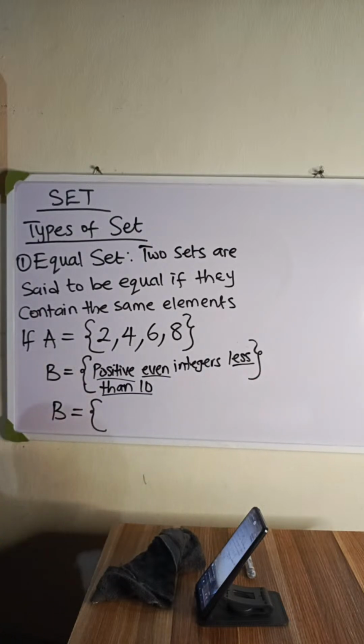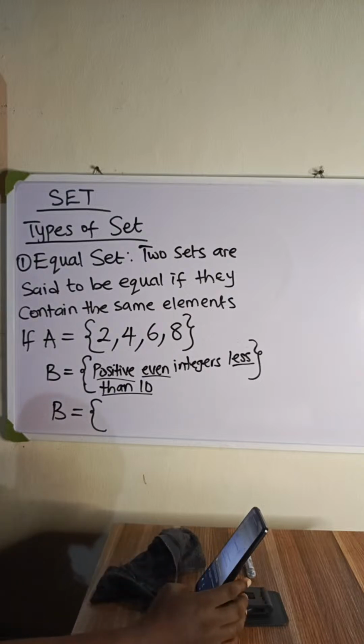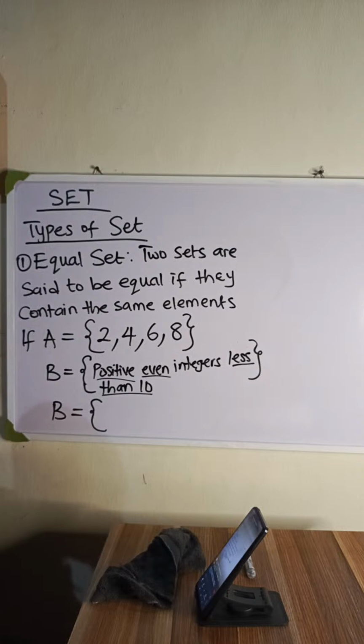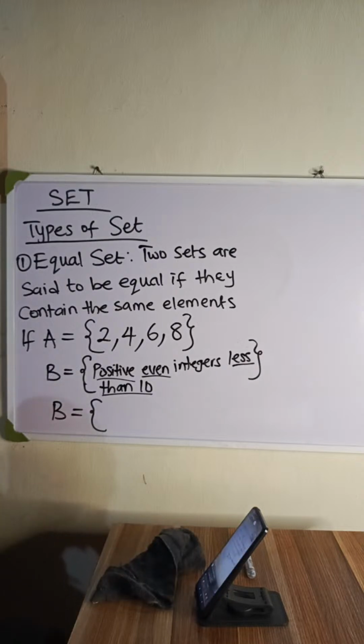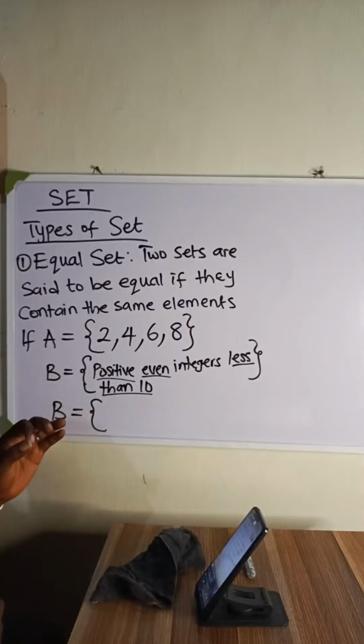So what are the positive, even integers less than 10? Can anybody tell us the positive, even integers less than 10? Anybody on YouTube or TikTok? Abubakar, nice to see you from Gambia.